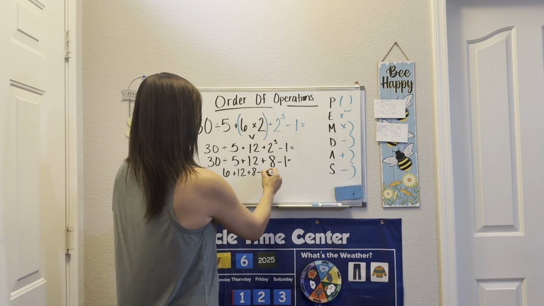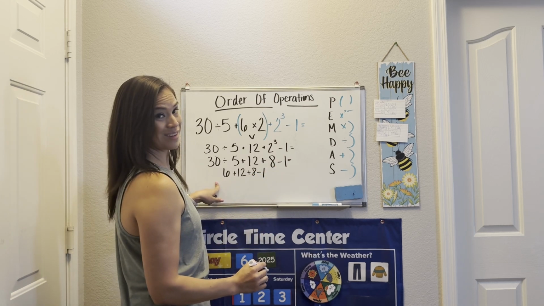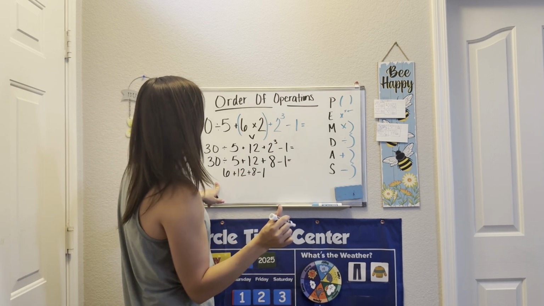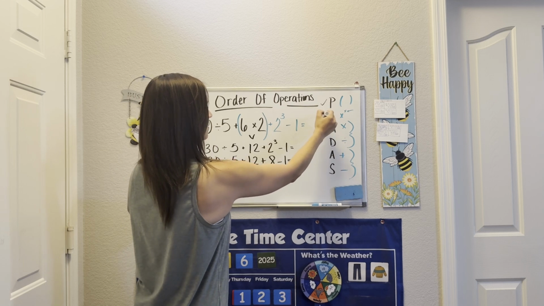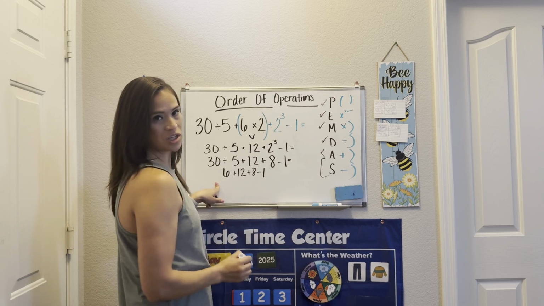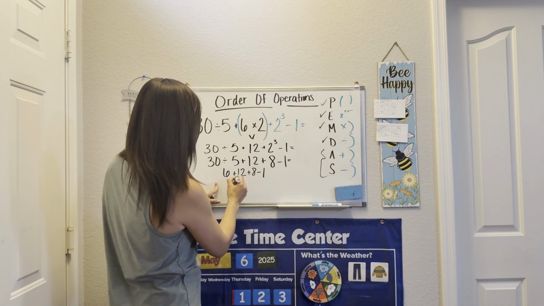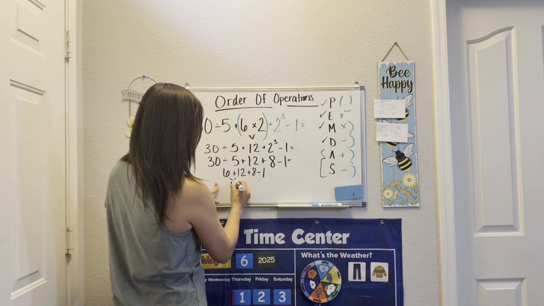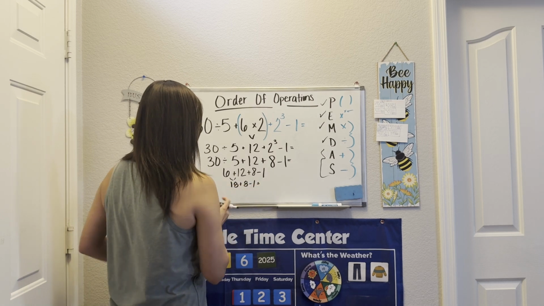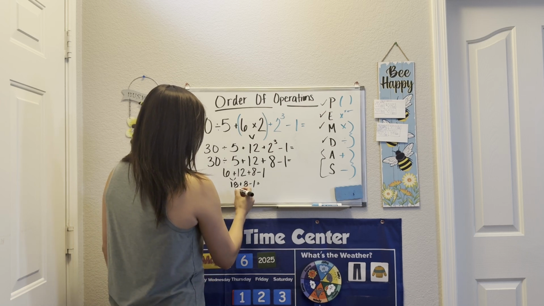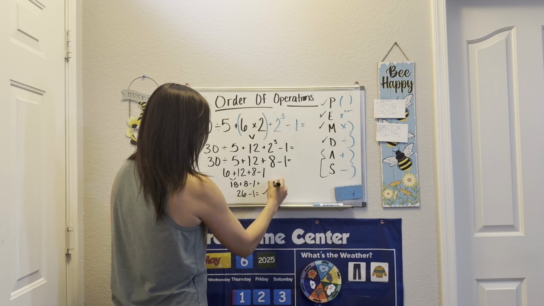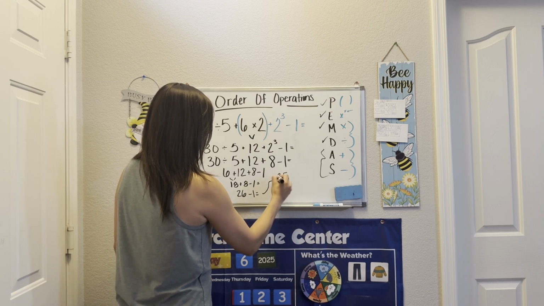Minus 1. Okay, I think we're gonna get a positive number here. We're definitely getting a positive number here, so we're good. Now, we've done parentheses, we've done exponents, we've done multiplication and division from left to right. All that's left is addition and subtraction from left to right. So addition, we have 6 plus 12, which is gonna give us 18, plus 8 is 26, minus 1. So our answer is 25.